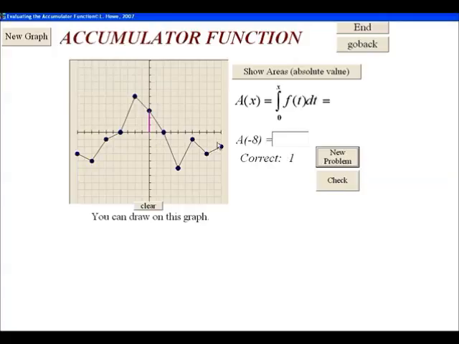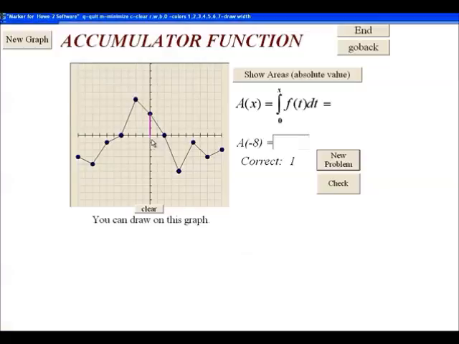This time we're going to start at 0, and we're going to go to -8. 1, 2, 3, 4, 5, 6, 7, 8. So they want us to see from 0 to -8, 2, 3, 4, 5, 6, 7, 8. We want to accumulate area to here.